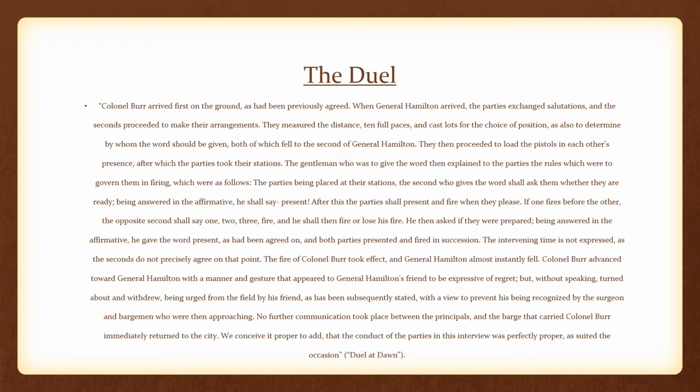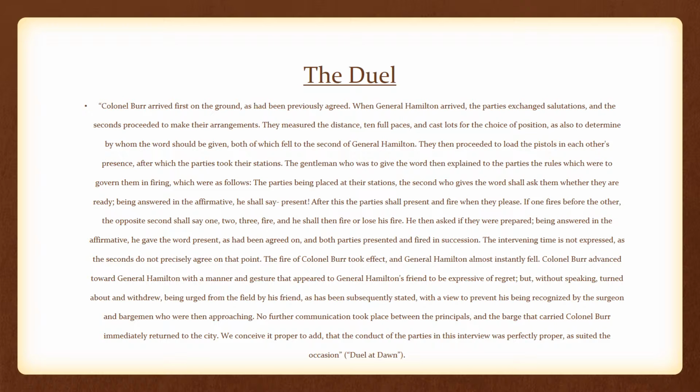Colonel Burr arrived first on the ground as had been previously agreed. When General Hamilton arrived, the parties exchanged salutations, and the seconds proceeded to make their arrangements. They measured the distance, ten full paces, and cast lots for the choice of position, as also to determine by whom the word should be given, both of which fell to the second of General Hamilton. They then proceeded to load the pistols in each other's presence, after which the parties took their stations. The gentleman who was to give the word then explained to the parties the rules which were to govern them in firing, which were as follows.